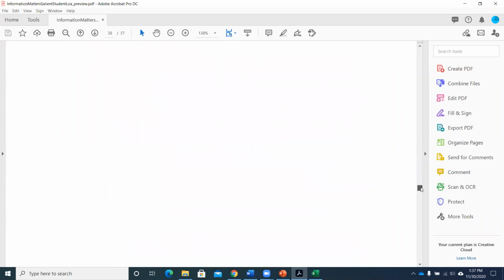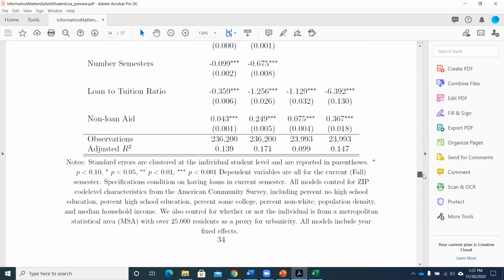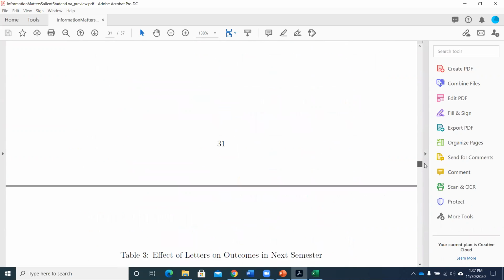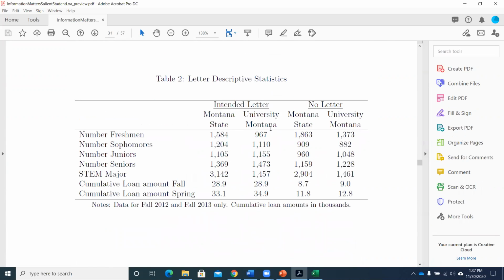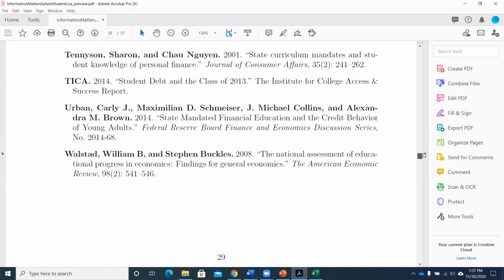So just presenting them with some additional information about maybe you should take less money out, and make sure you're trying to graduate as quickly as possible.